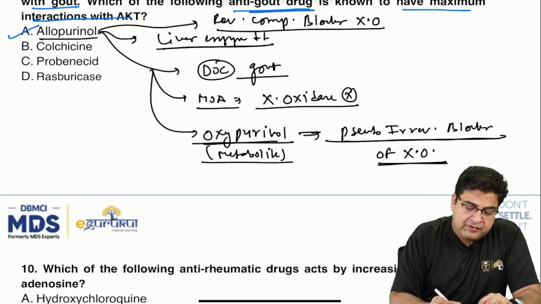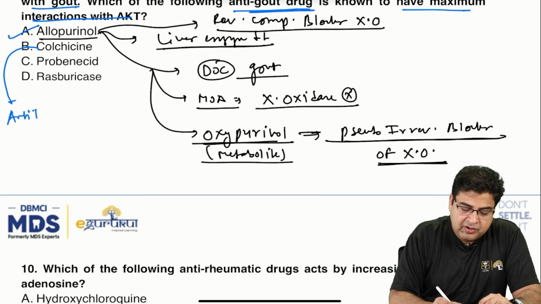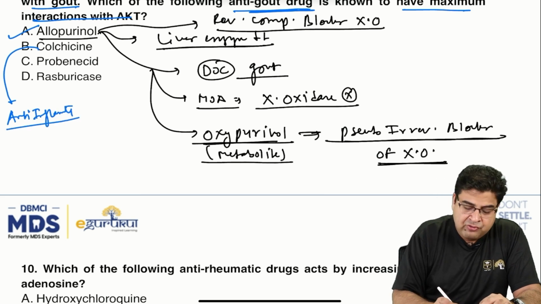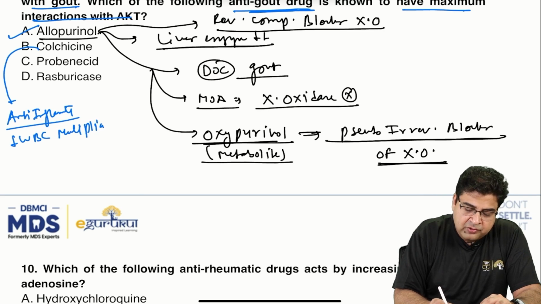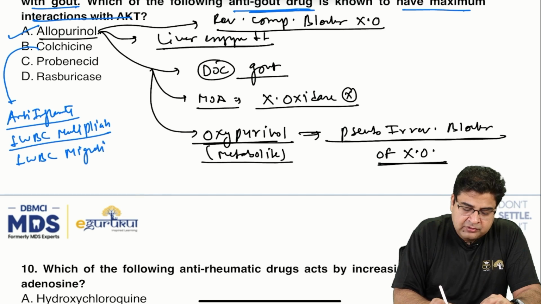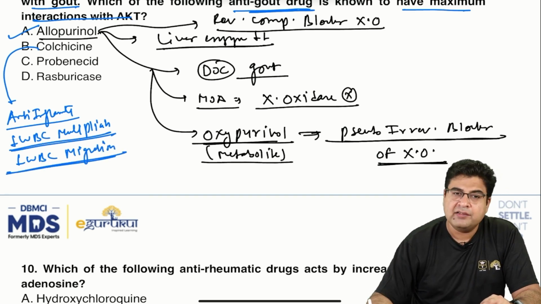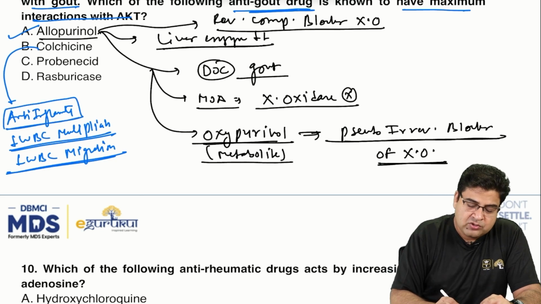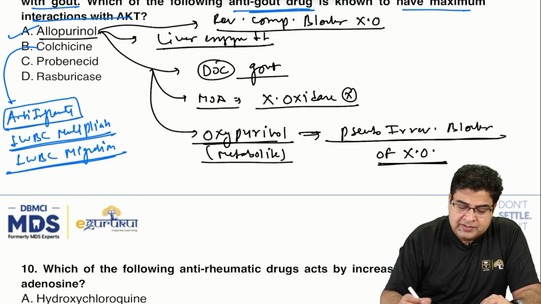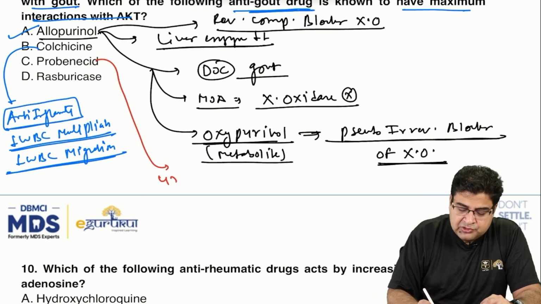Now here we have a drug colchicine. Colchicine is an anti-inflammatory medicine. And how will this medicine act as anti-inflammatory? This medicine can inhibit the WBC multiplication in the lymph node, and it can also stop the WBC migration at the site of inflammation. Drug name is colchicine.